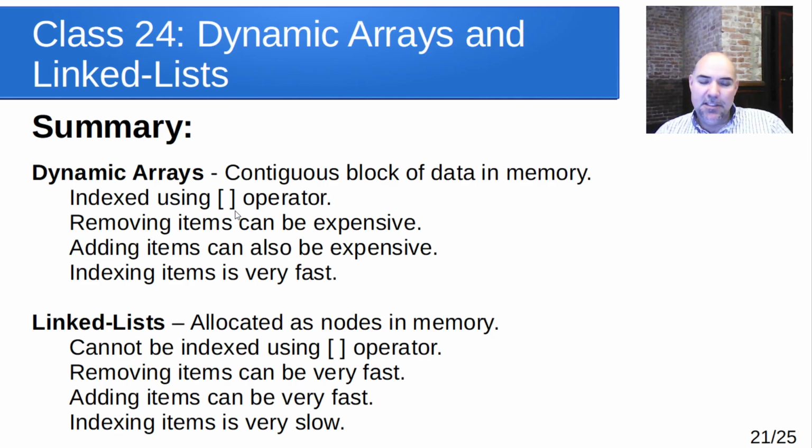With dynamic arrays, you can use that square bracket operator to do pointer arithmetic. In a linked list, you can't, because we don't know where all those things are in memory. They could be anywhere in memory.